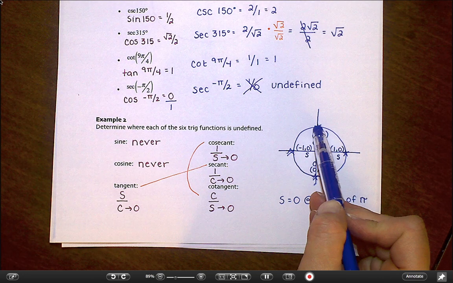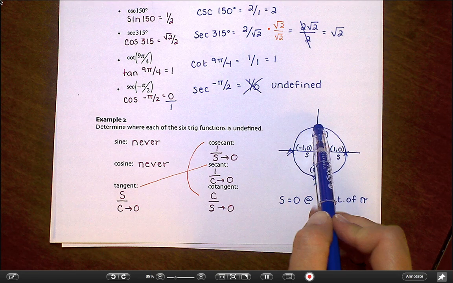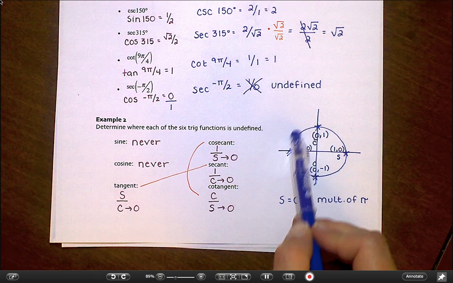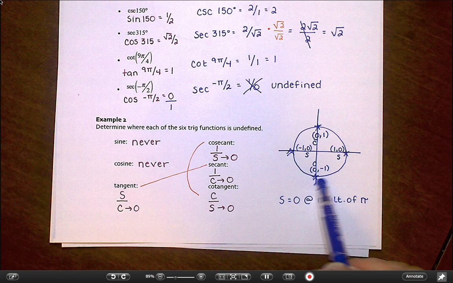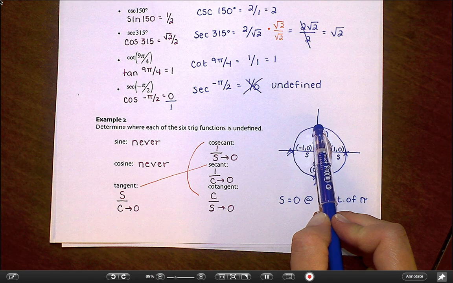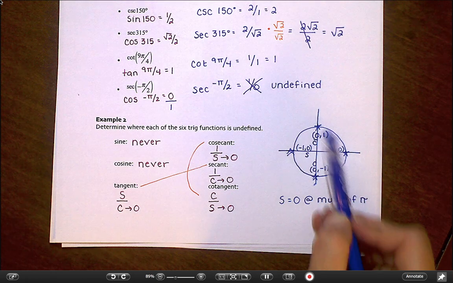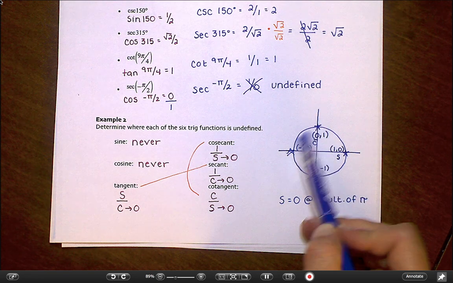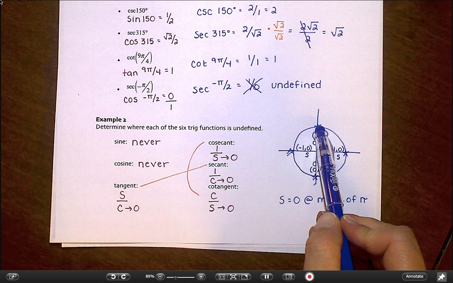So cosine is equal to 0 here and here. So let's think about what these are called. This is 1 pi over 2. This is 3 pi over 2. If I kept going, technically this would be 4 pi over 2. So this would be 5 pi over 2, 7 pi over 2, 8, 9 pi over 2, 10, 11 pi over 2, 12, 13 pi over 2.